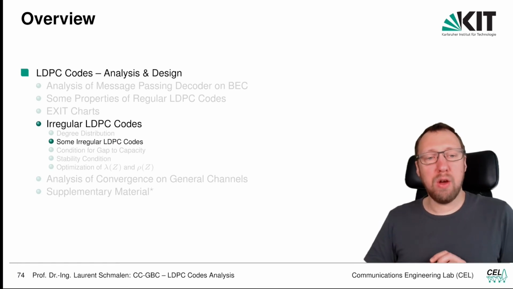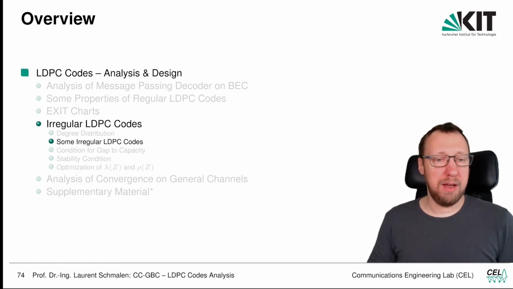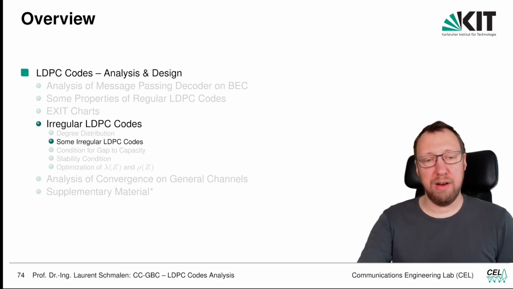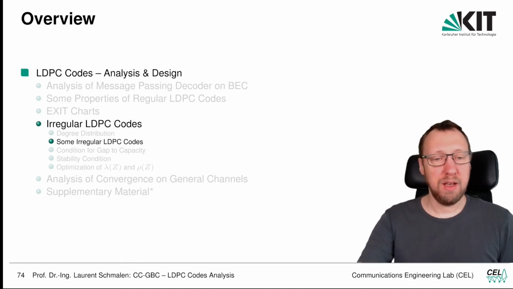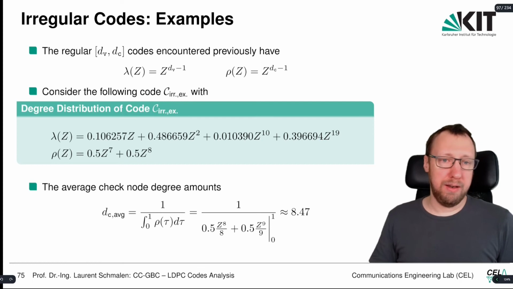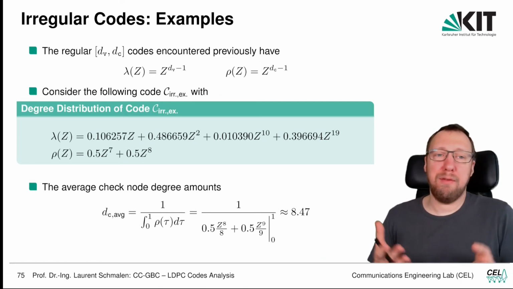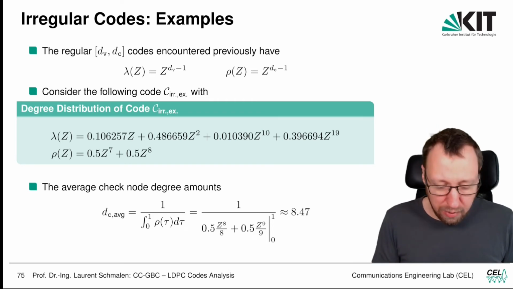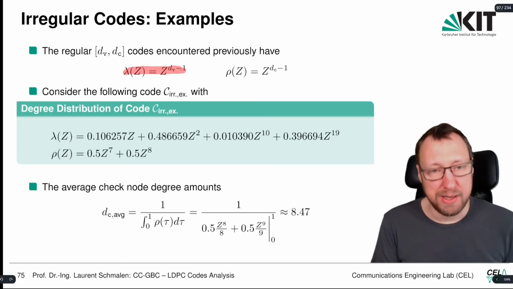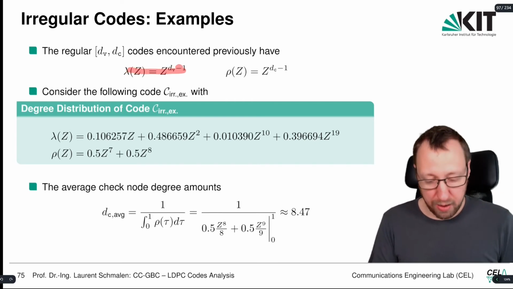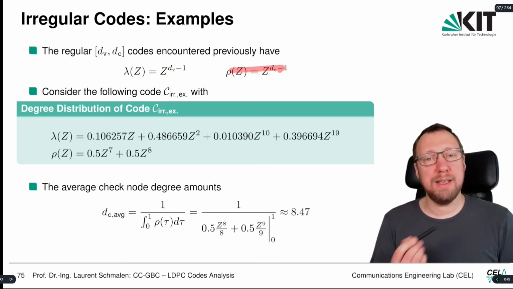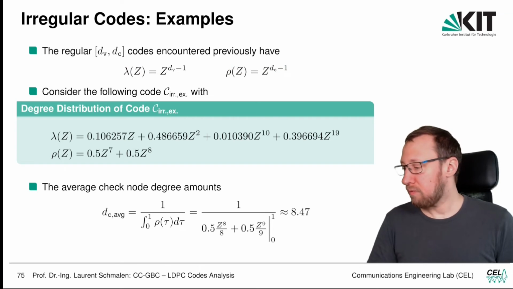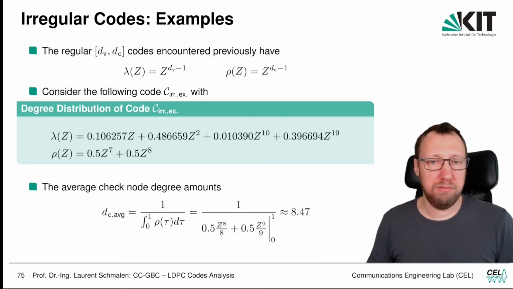Now we're going to look at some irregular LDPC codes and see their performance. Let's take a look. Regular LDPC codes can also be put in this framework. For a regular LDPC code, lambda of z is equal to z to the power d_v minus 1, and rho of z is equal to z to the power d_c minus 1. And this is just one code.